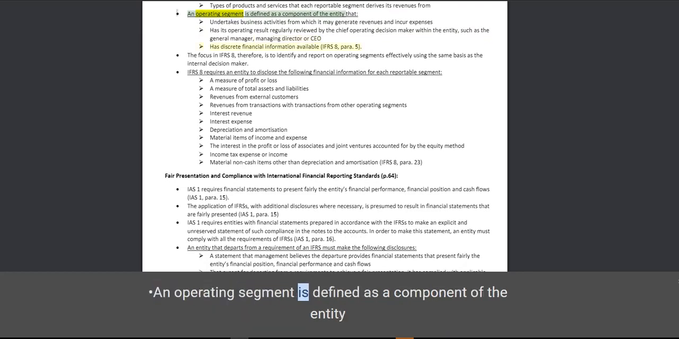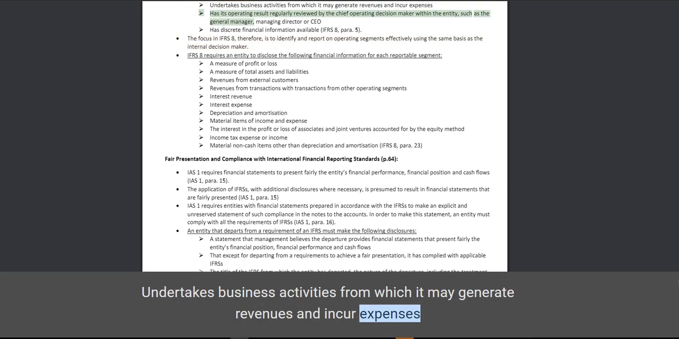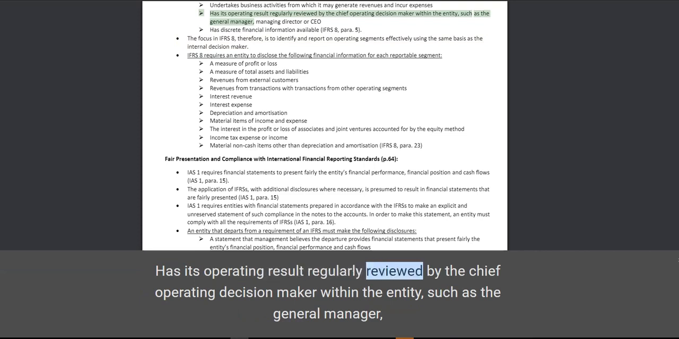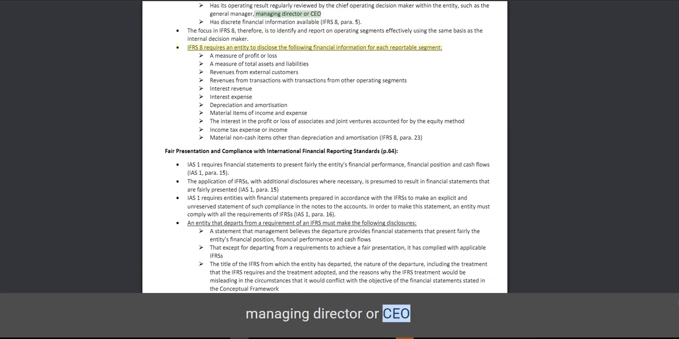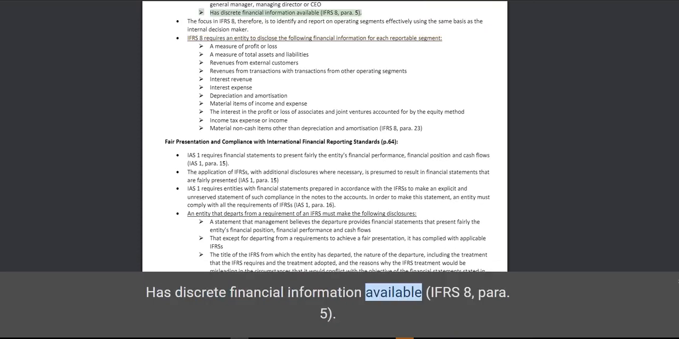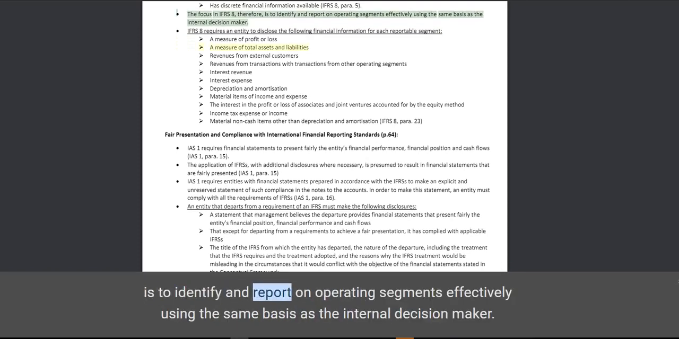An operating segment is defined as a component of the entity that undertakes business activities from which it may generate revenues and incur expenses. Has its operating result regularly reviewed by the chief operating decision maker within the entity, such as the general manager, managing director or CEO. Has discrete financial information available. IFRS 8-para 5. The focus in IFRS 8, therefore, is to identify and report on operating segments effectively using the same basis as the internal decision maker.